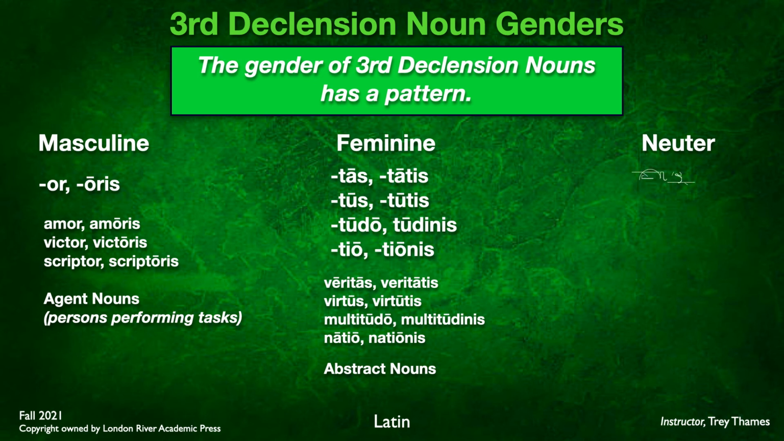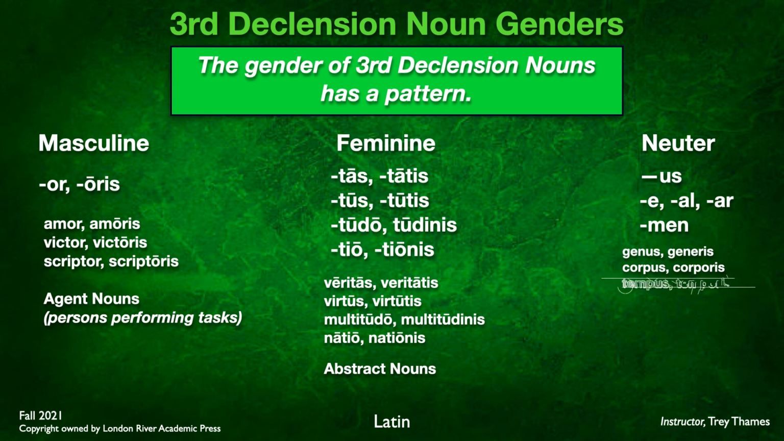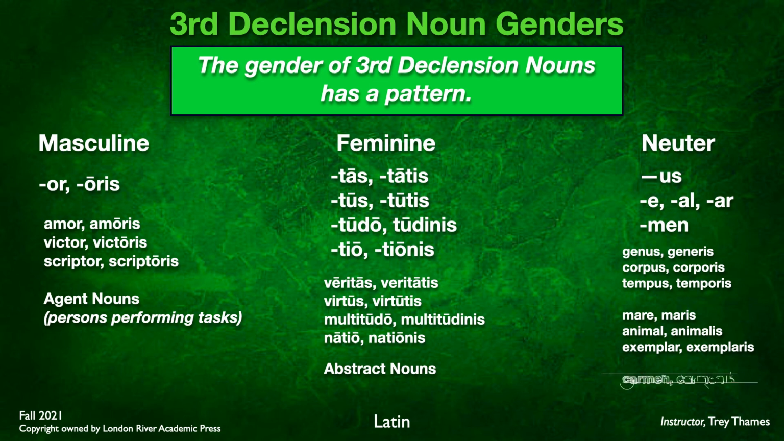And then lastly, we have the neuter. And these patterns usually look like this. If it ends in us in the nominative, it's neuter. It's third declension neuter. If it ends in an e, al, or ar, I need to actually back up. If it ends in us, you say, well, wait a minute, what about second declension masculine? That ends in us. Yeah, but if it ends in us in the nominative and in the genitive, the ending is an is, you know it's third declension, and specifically third declension neuter. But also, third declension neuter will have a nominative ending in e, or al, or ar, or it could end in men.